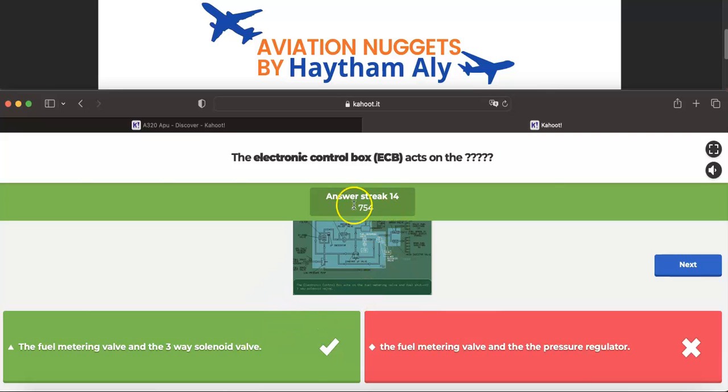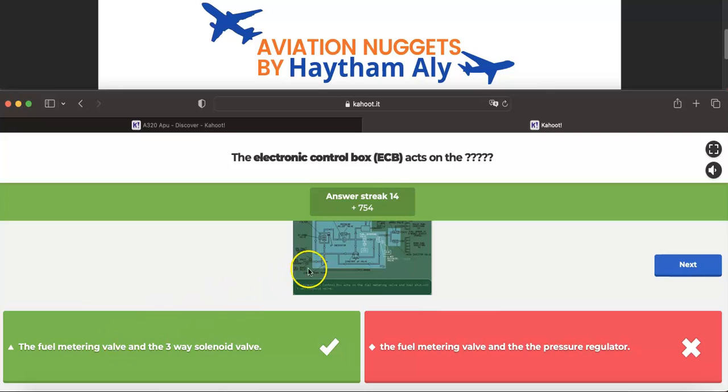This schematic shows the fuel control unit that supplies the APU with fuel. The fuel control unit has many functions and many components. It is located on the APU accessory gearbox. Among the components located inside the fuel control unit is the three-way solenoid valve, which will be energized by the ECB in order to allow the APU engine start or shut down.